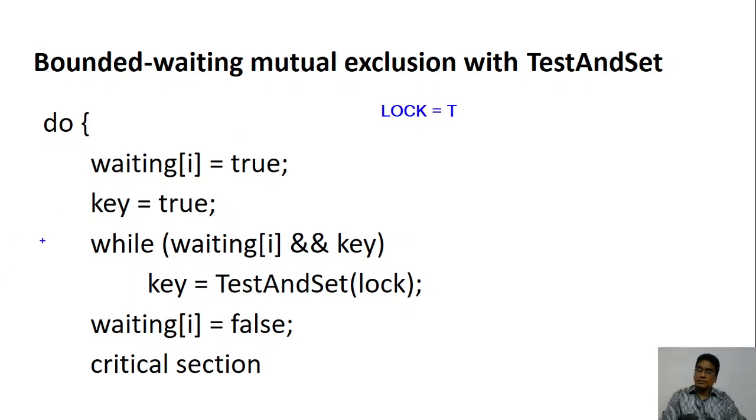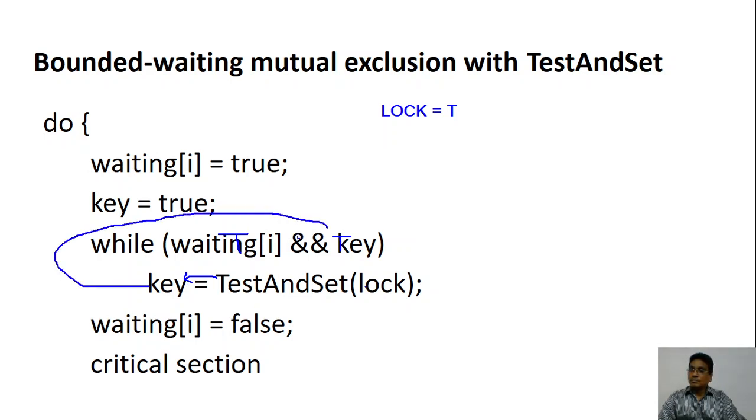In that case, what is going to happen? So you come here. Waiting is true, key is true. You come here, test for the lock. So what is the value you are going to test? Lock is already true. So the value of key is true.